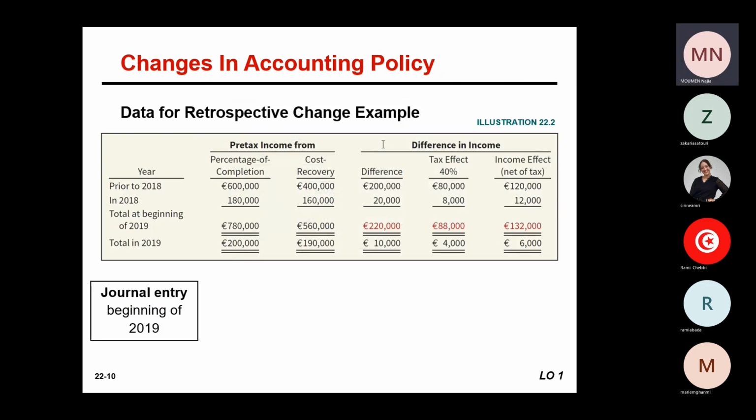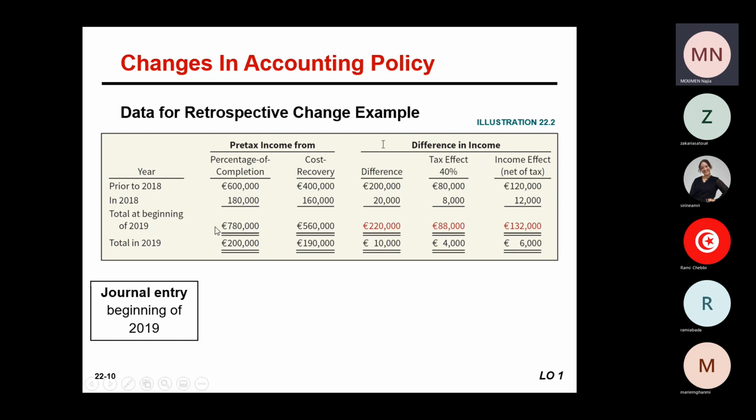What we need to account for first is the effect of that change as an adjustment to the retained earnings account. So how to proceed? That's the retrospective approach. First of all, we are making the change in 2019, so the beginning 2019 retained earnings must be adjusted.